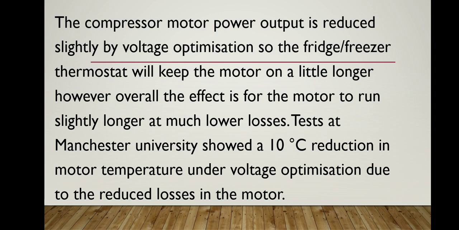The compressor motor power output is reduced slightly by voltage optimization, so the fridge or freezer thermostat will keep the motors on a little longer. However, overall the effect is for the motor to run slightly longer at much lower losses. Tests at Manchester University showed a 10 degrees Celsius reduction in motor temperature under voltage optimization due to the reduced losses in the motor.